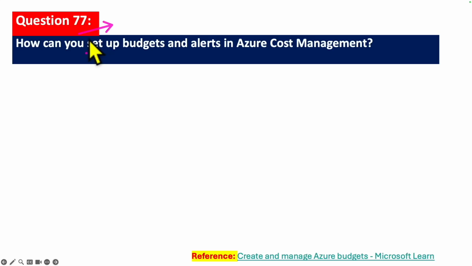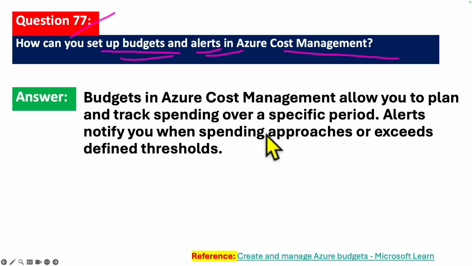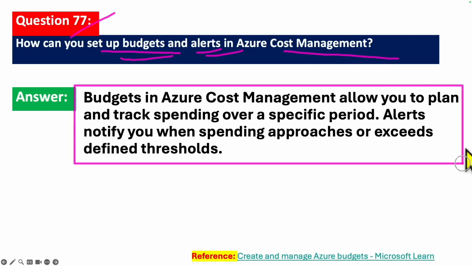Let's look at question number 77. How can you set up budgets and alerts in Azure Cost Management? First, what is a budget? You need to understand budget first before explaining how you can set it up. So first, let them know that a budget in Azure Cost Management allows customers to plan and track spending over a specific period, and alerts notify the administrator when spending approaches or exceeds a defined threshold.